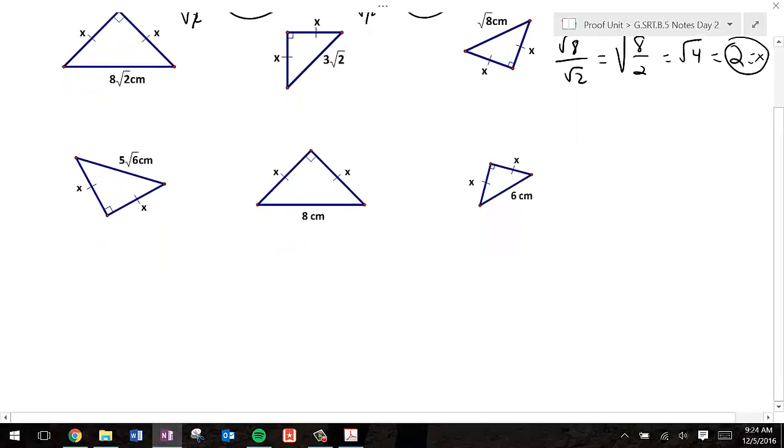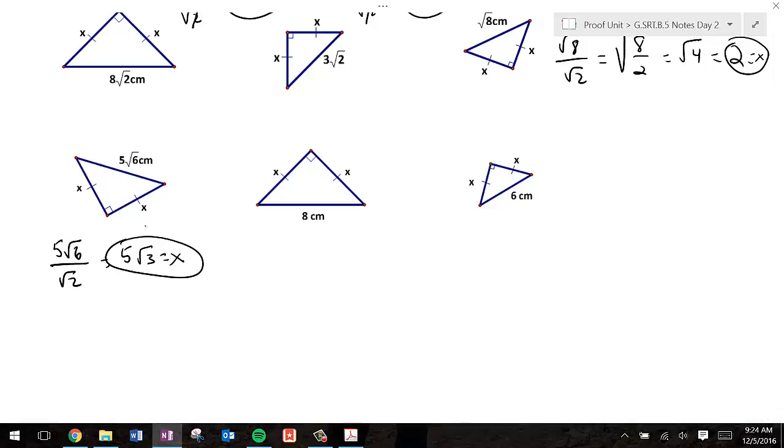So for my fourth problem here, 5 square root 6 divided by square root 2 gives me 5, and then 6 divided by 2 is 3. So 5 square root 3 for x. Reminding that x is the same for both ones. When we get to 5 and 6, this is where it gets a little trickier. We're going to have to use something called rationalizing our denominator.